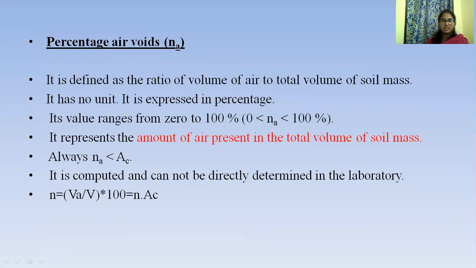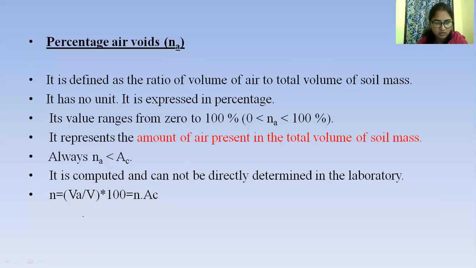Next definition, percentage of air voids. It represents the amount of air present in the total volume of soil mass. It is the ratio of volume of air to the total volume. It is expressed in percent, but here written as N into AC. First of all, we can write N into AC.